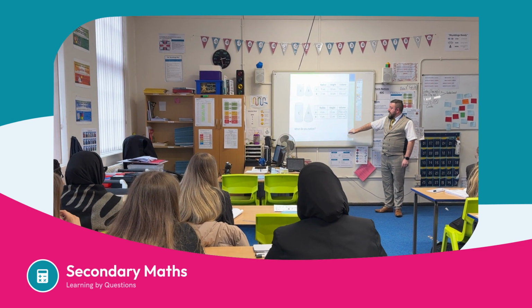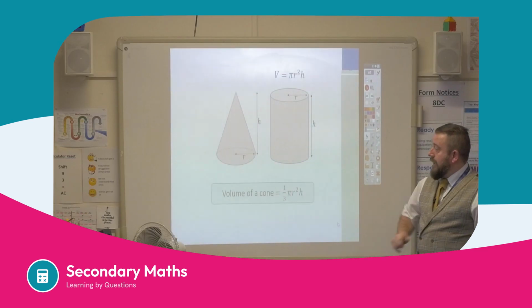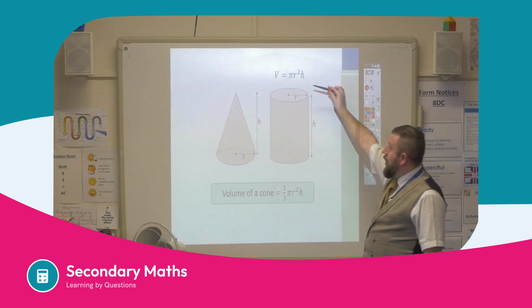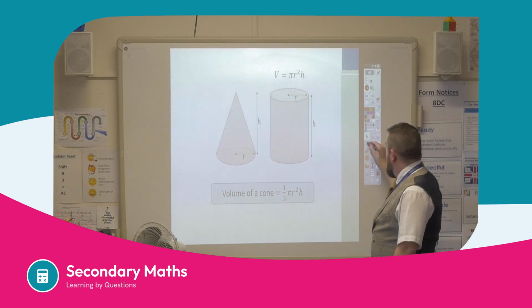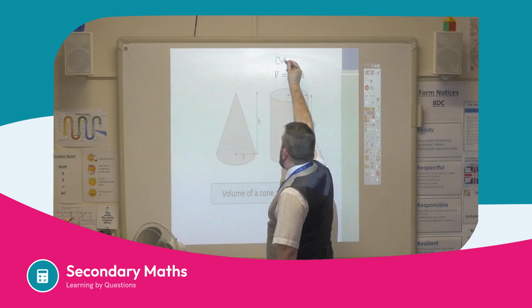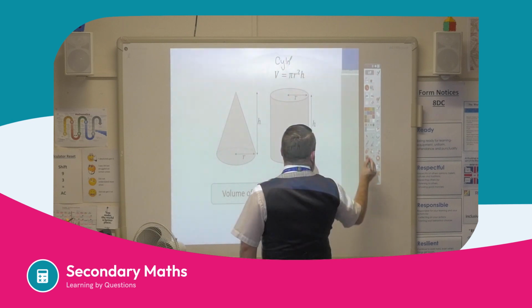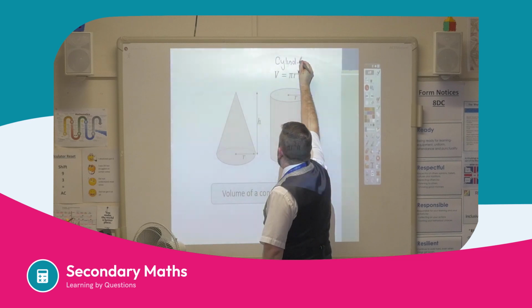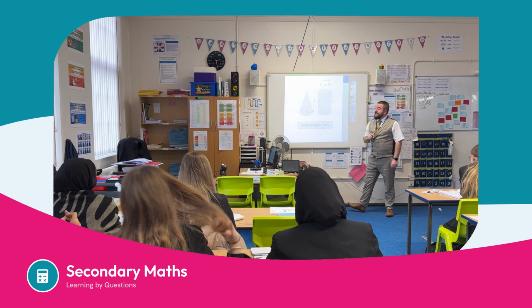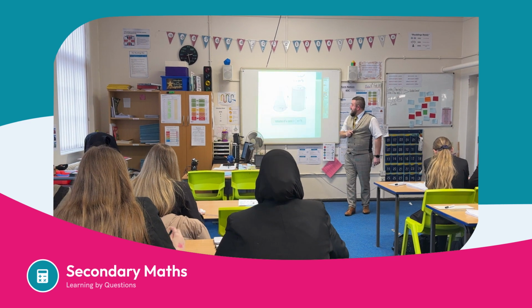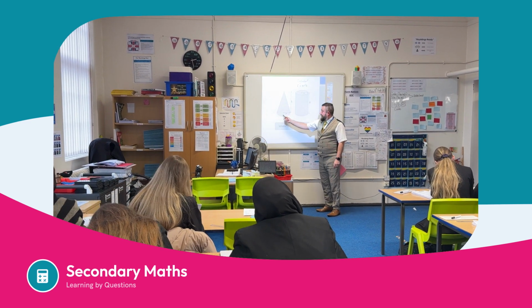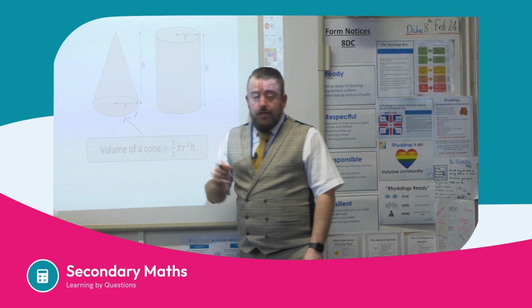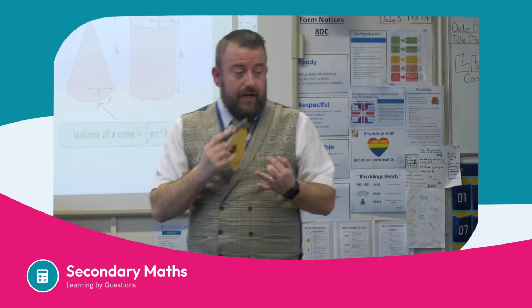So what I want you to do now, year 10, is I want you to copy this formula for a cylinder. So write cylinder, oops, can't spell. Cylinder, the volume is equal to pi times radius squared times by height, and this is the volume of a cone. Okay, so you've been given a handout of a cone and a cylinder. Underneath that, can you please write the formulas for them?